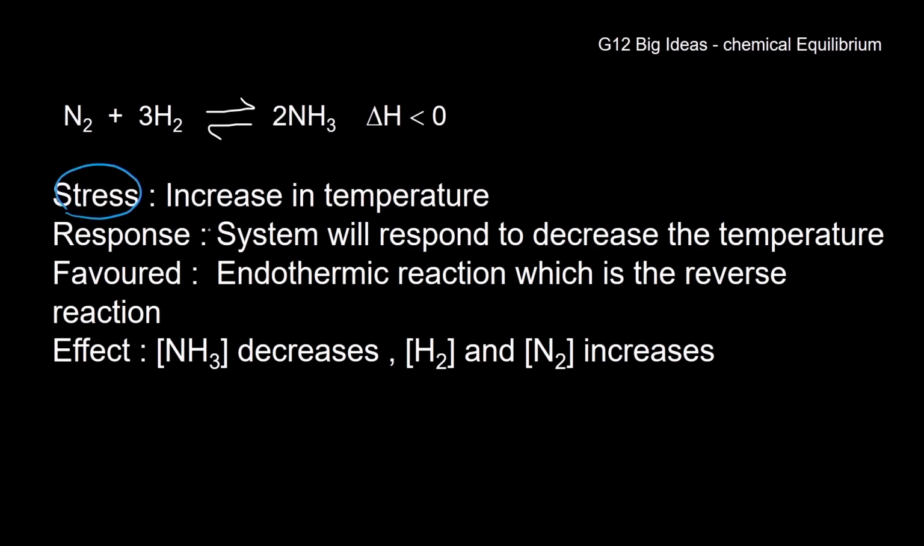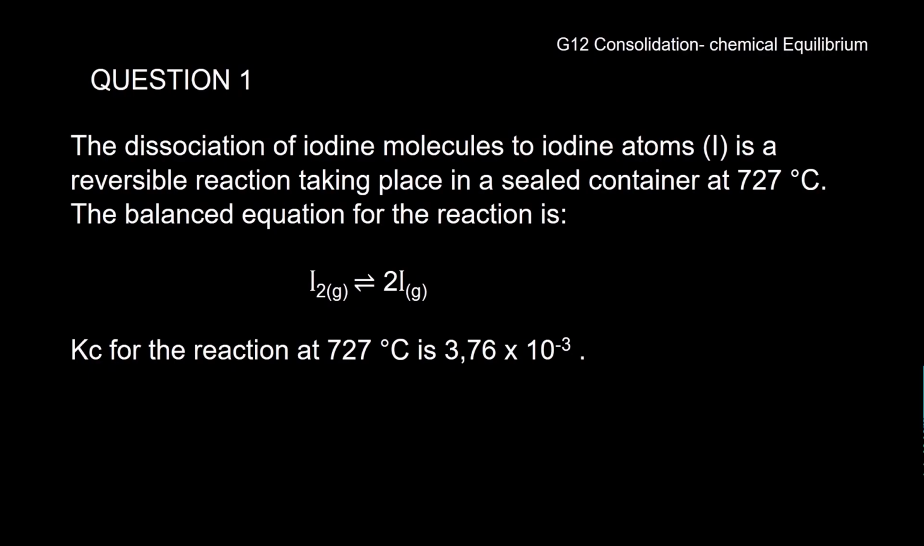Stress, what is the stress? There's an increase in the temperature. What is the response? The system is going to respond to decrease the temperature increase. So which one is favored? The endothermic reaction is going to be favored, and in this case it is the reverse reaction. What is the effect? Well, the ammonia gas concentration is going to decrease, but the product concentration is going to increase.